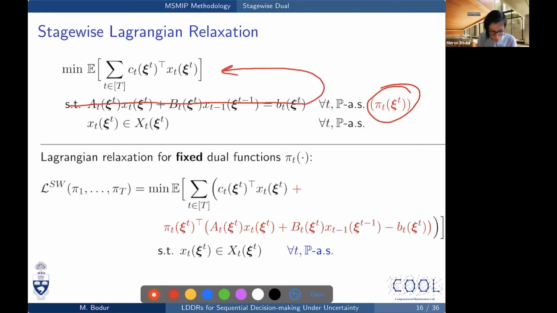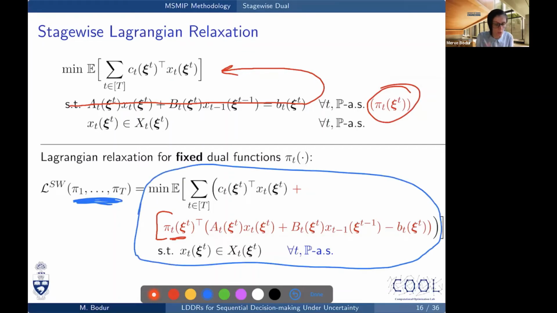Given these Lagrangian dual multipliers, we allow violation of these state equations, but if they are violated, we penalize them with their corresponding Lagrangian multipliers pi t. So we move these state equations to the objective. This is our Lagrangian relaxation problem, and for any given choice of Lagrangian dual multipliers, if you could solve this problem, you get a lower bound on the true optimal objective value. And as I said, for any choice of pi this gives us a lower bound, the best of which will be maximizing this lower bound over our choice of pi's, which I will do in the next slide.